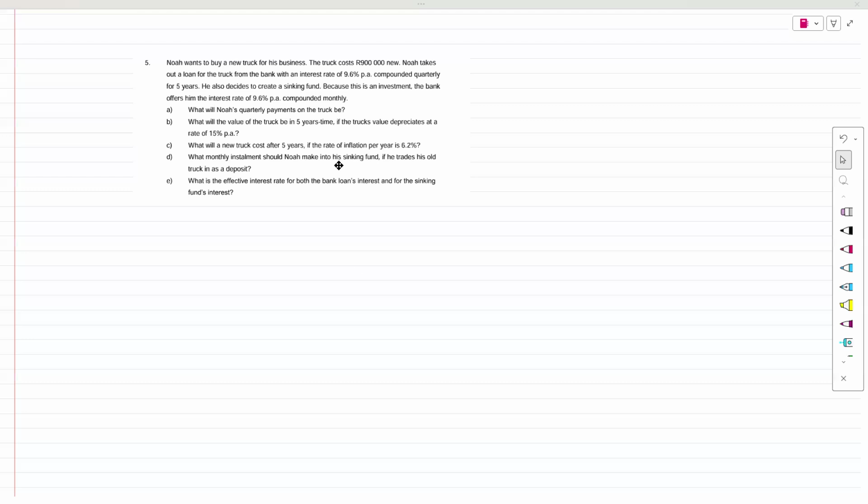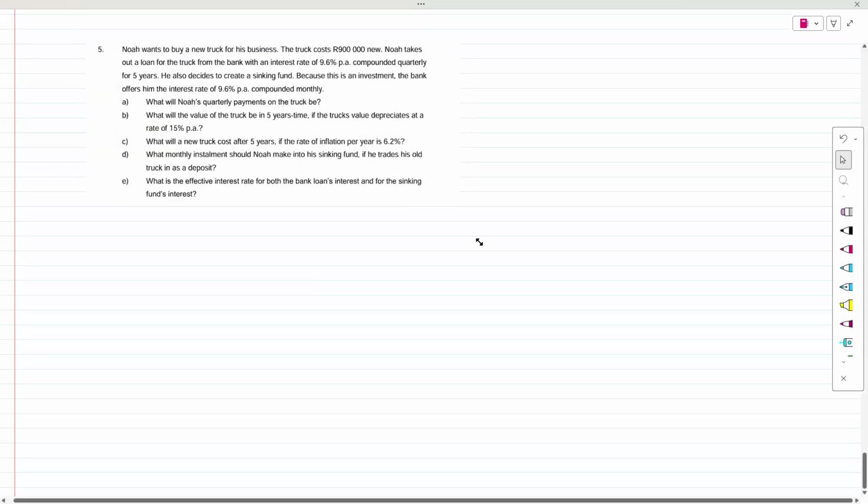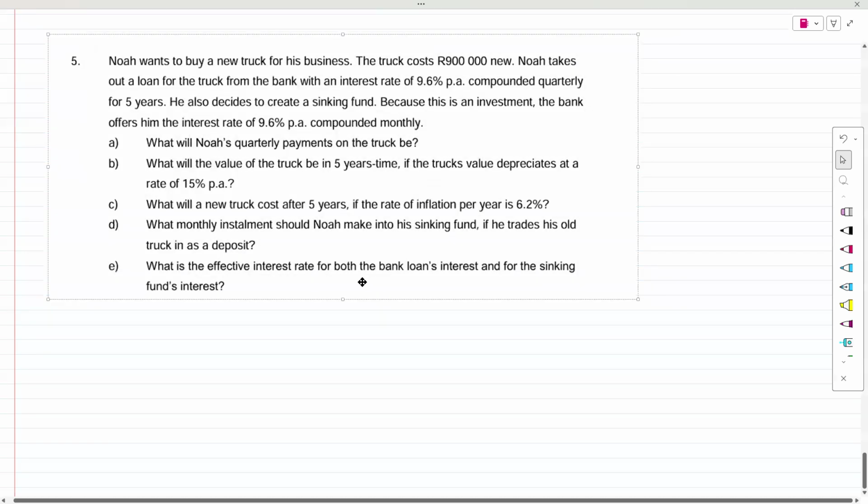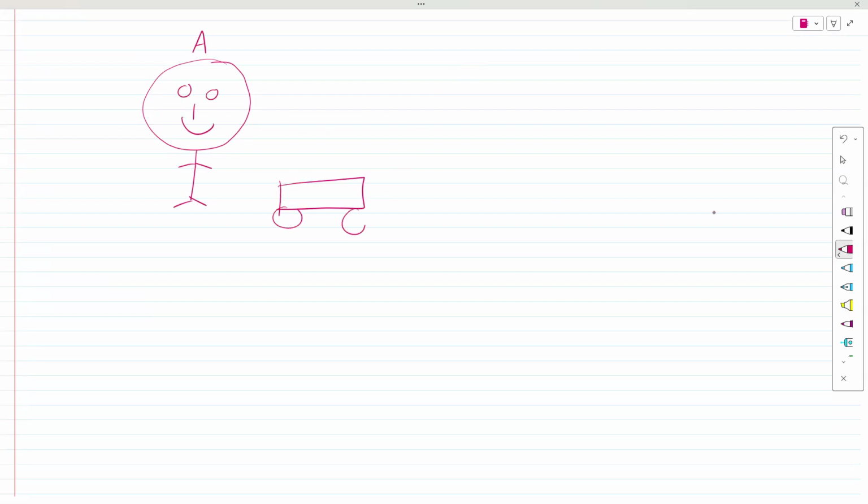Okay. The next question that we deal with is called sinking fund. Now, before we start to worry about what a sinking fund is, you and I should try and figure out how to answer this. So we got this person. We call this a short person. I don't know, somebody with A. So this short person has a truck. And all of a sudden, they own a company. And this truck is worth, let's say, 200,000.